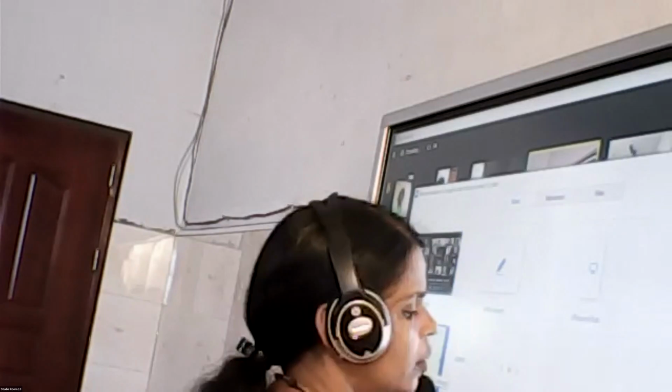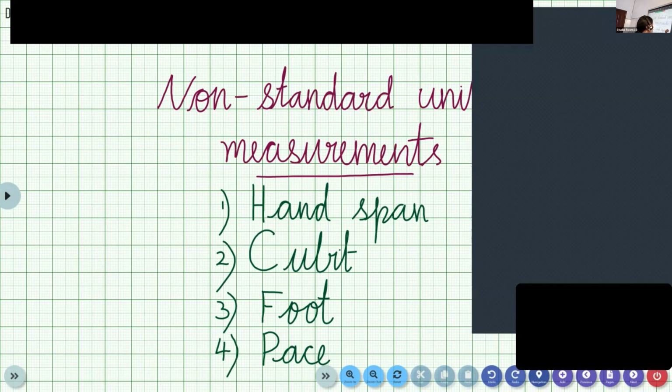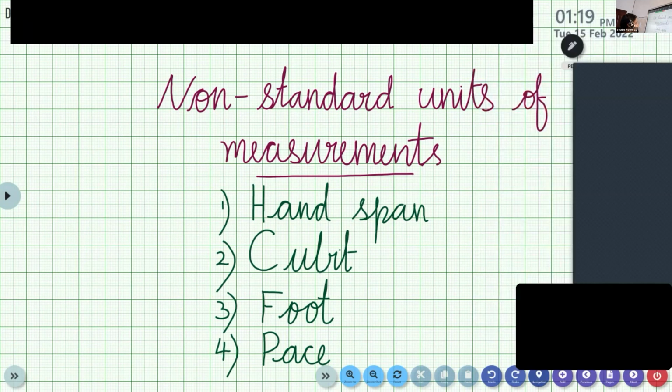You can write and study three times the first three words which we discussed today. Handspan, cubit and foot. The three words you can write and study three times in the rough notebook or take the Max notebook back page. Those who don't have the rough book, you can use the Max notebook back page. Only three words, each word three times. Very simple.